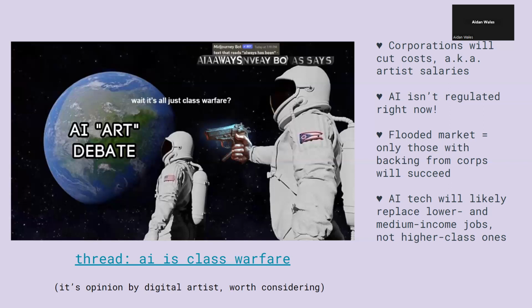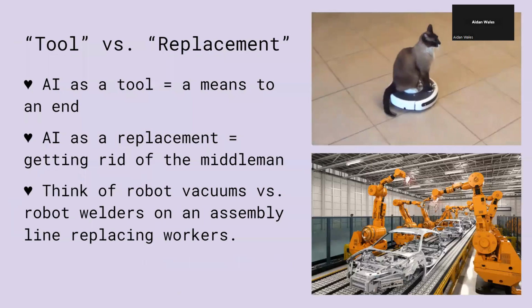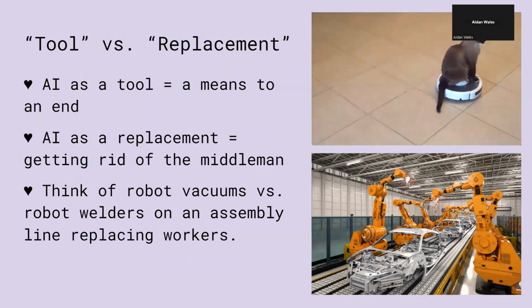Flooded market, I'll talk about that more later, but the interesting point here is that some artists today, like animators for Disney, the people who are supported by the people with the money, like Disney, those are the people who are going to stand out. Everyone else might just get lost, right? AI tech will likely replace lower and medium income jobs and not higher class jobs, which is kind of interesting and scary. So we're going to talk about tool versus replacement.